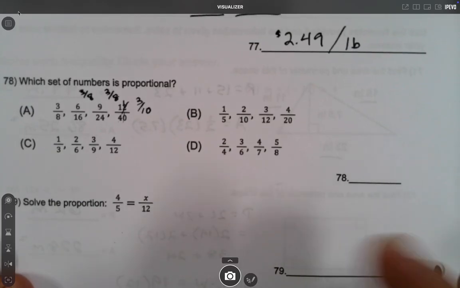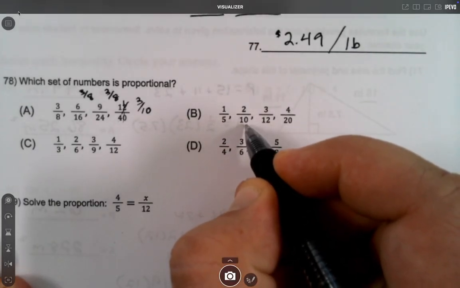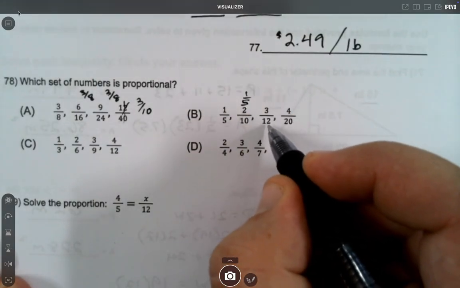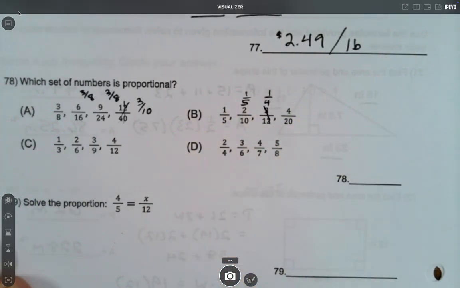Okay, 1/5, that's reduced as far as it can go. We can divide both of these by 2 and get 1/5. Divide both of these by 3 and get 1/4. So we know right there, no good.